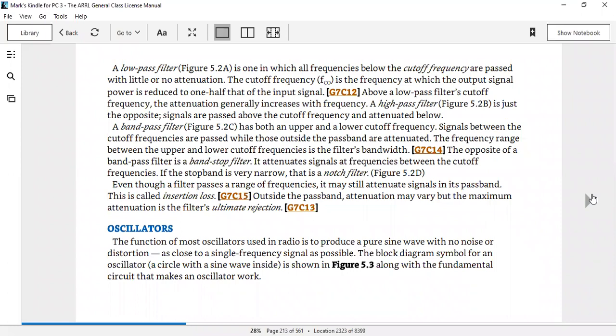Oscillators. The function of most oscillators in radio is to produce a pure sine wave. Okay, back to what we were talking about in the last section, 5.1. I was saying that even CW is a pure sine wave, because it is a radio wave. I think we don't see the pure sine wave on an oscilloscope, but I haven't used an oscilloscope, so I can't tell you. I've watched them, and that's about it.